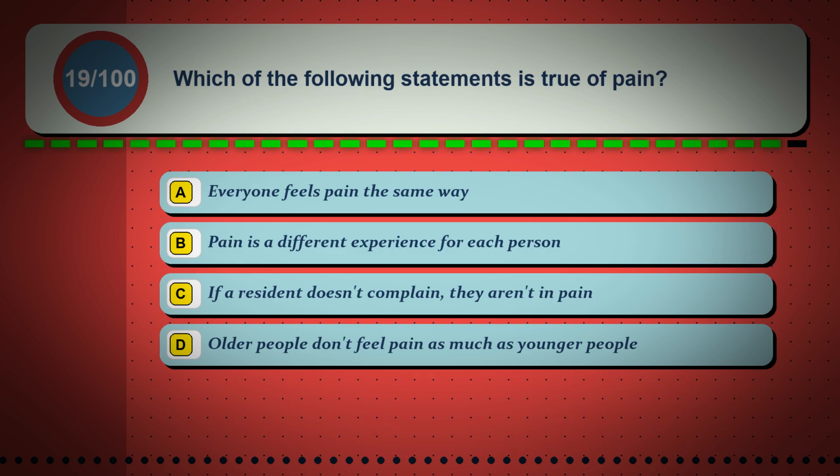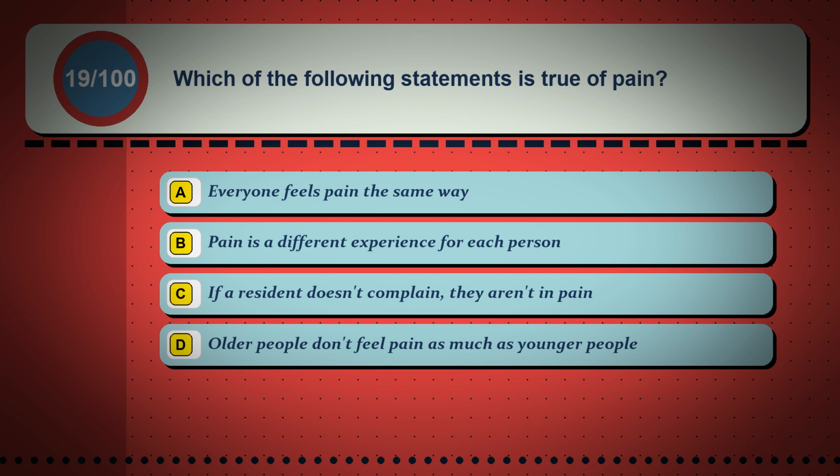Question 19. Which of the following statements is true of pain? Option A. Everyone feels pain the same way. Option B. Pain is a different experience for each person. Option C. If a resident doesn't complain, they aren't in pain. Option D. Older people don't feel pain as much as younger people.